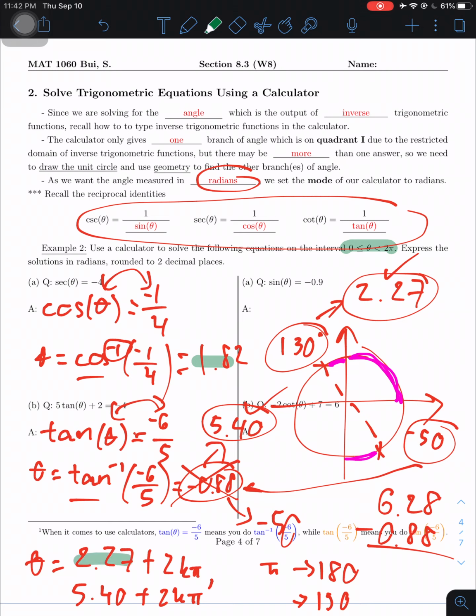Part A, and for this case or for the other case. Okay, the only thing that you can get is just k equals 0, because if you plug in k equals 1 or 2 or anything else, that will exceed 6.28. Okay, so the final answer in here would be just theta equals 2.27 and 5.40. Okay, so let me box it to make it official in here.